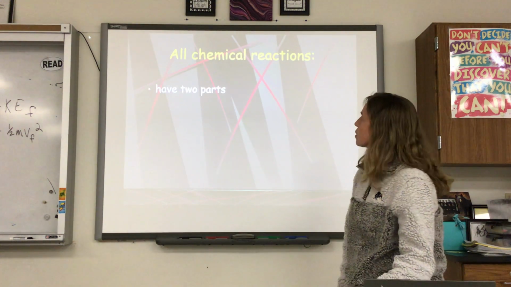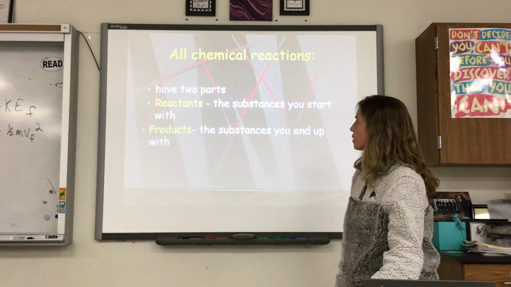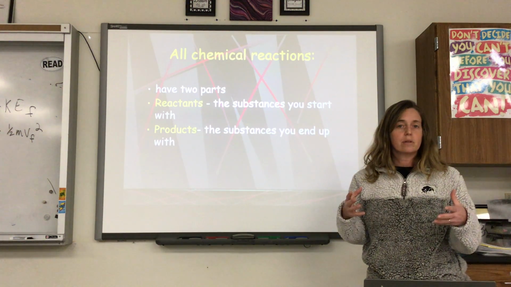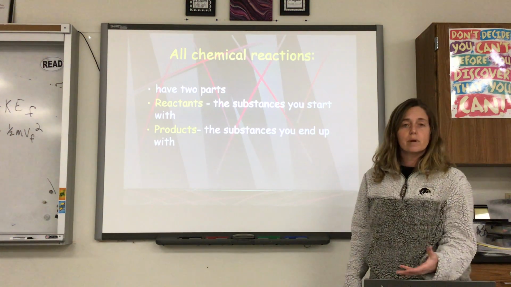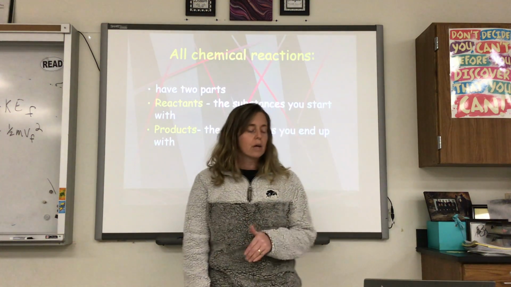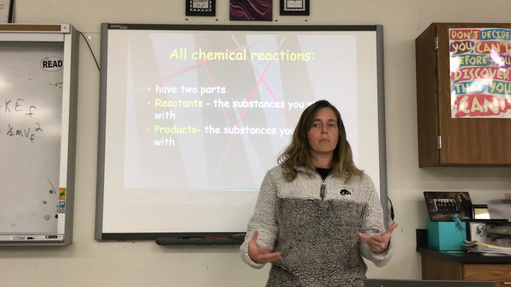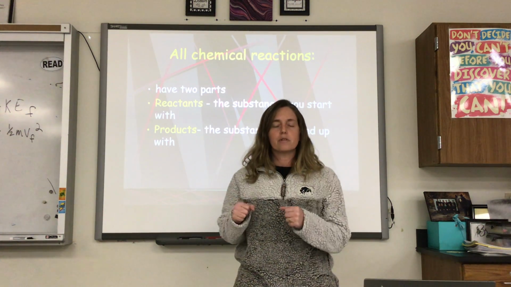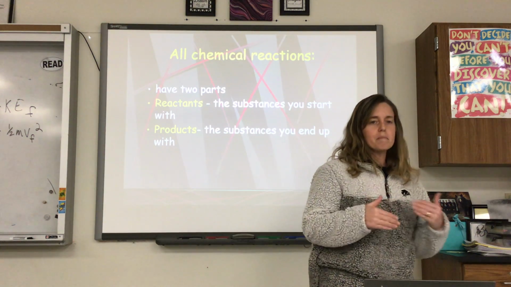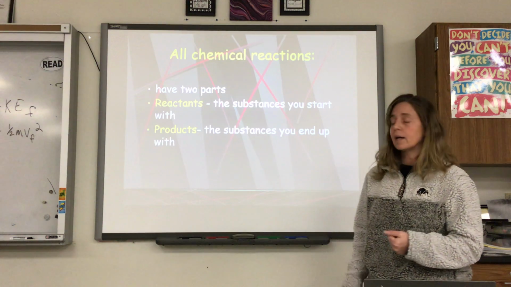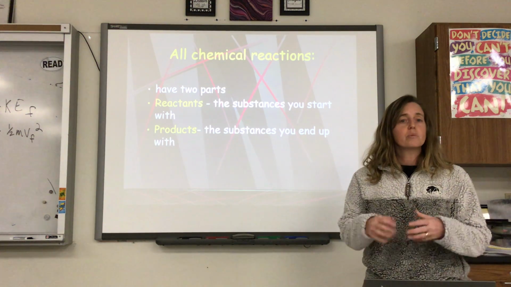Now, all chemical reactions have two parts, okay? You have your reactants. These are what start the reaction, okay? They're usually on the left side of the reaction, and then you have your products on the right side of the reaction, okay? Those are the substances that you end up with. A lot of people think it has to be adding together to be reactants, and then they mix it up. So everything on the left side is what's reacting, okay? Everything on the right side is what you're producing.